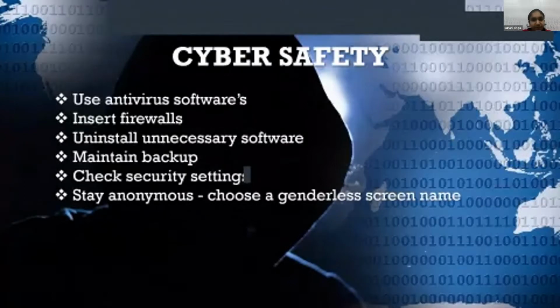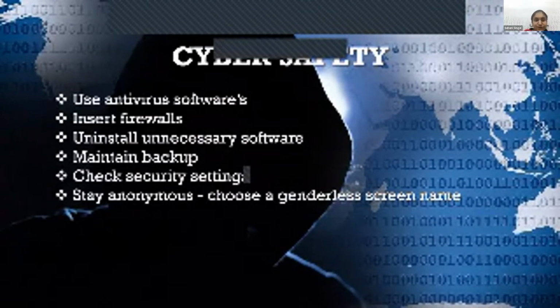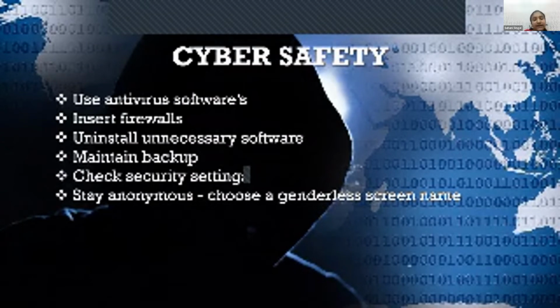So how we'll go with cyber safety? We can use antivirus software, install firewalls, not install unnecessary software, maintain backup, check security settings, stay anonymous, choose a genderless screen name.